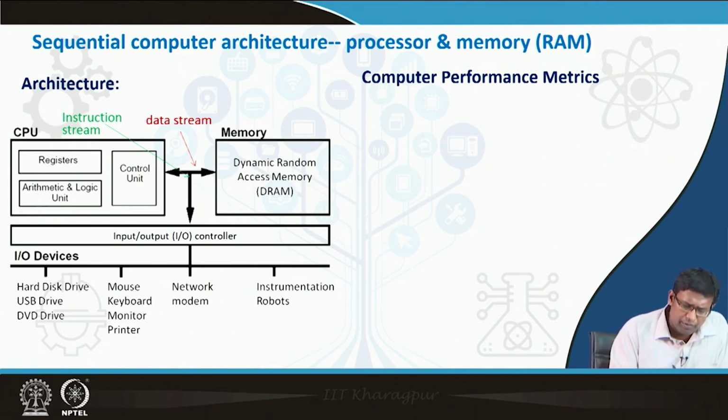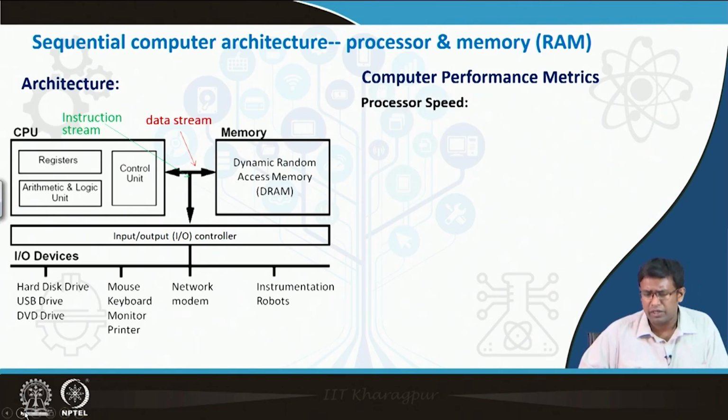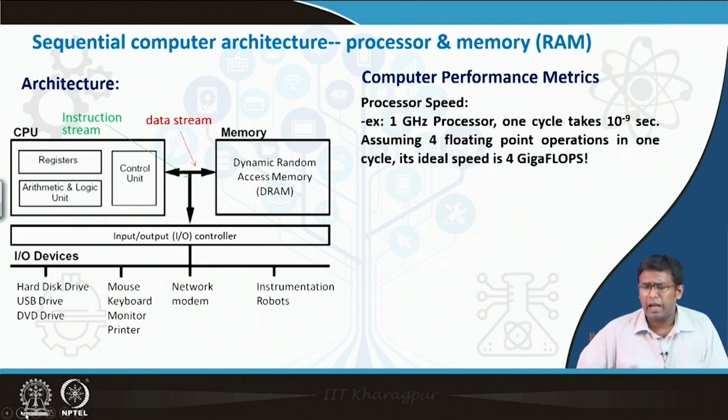So if we look into the performance of the sequential computer, there are two performance metrics. One is the processor speed. As I said, when we go to market and try to buy a computer, we look into the processor speed, that is, how many gigahertz is the speed of the processor. And if we say 1 gigahertz processor, that means one cycle of electric pulse through this processor takes 10 to the power minus 9 seconds. So in 1 second there are 10 to the power 9 cycles.